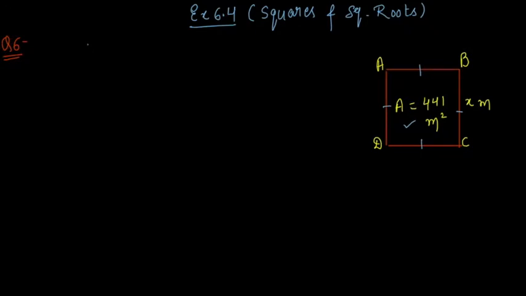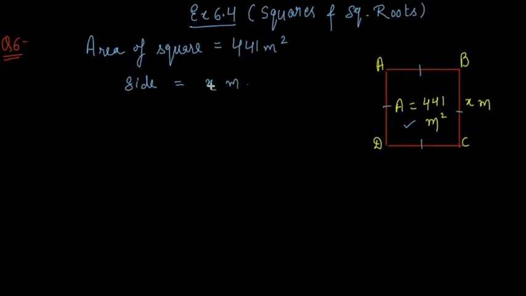So let's see, these are word problems where the area of the square is given, how much? 441 meters square, and you have to calculate the side of the square, and we know the property that all sides in a square are equal. So if I assume the side as x meter, what will be the area? Area of square is side into side, which gives me x into x, means x square, right? So I can place x square will be equal to 441.